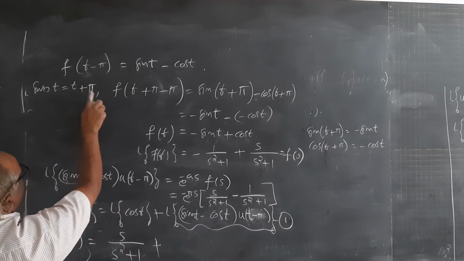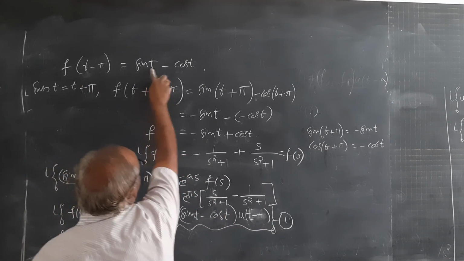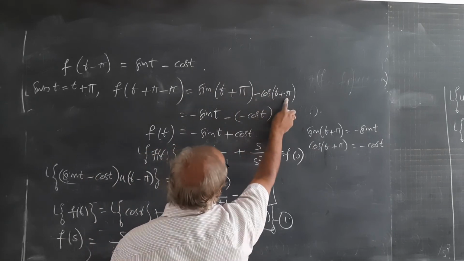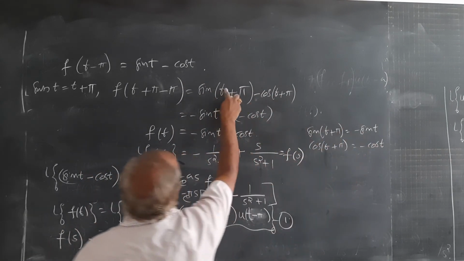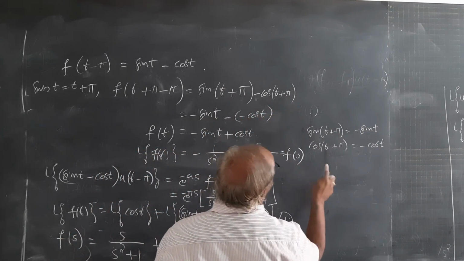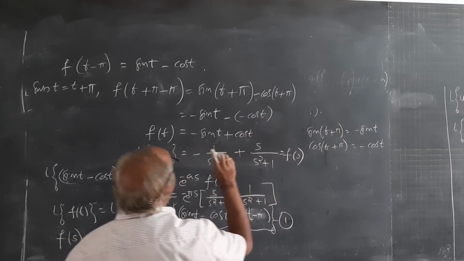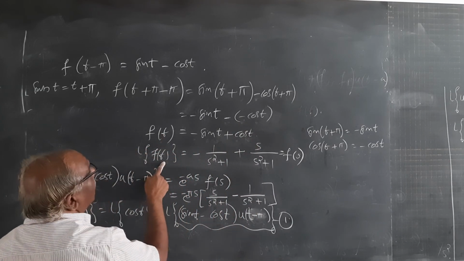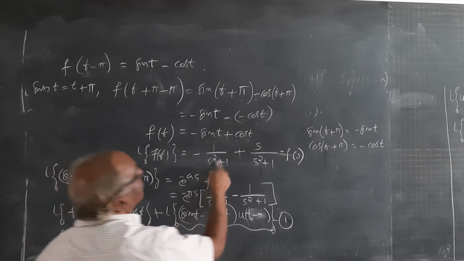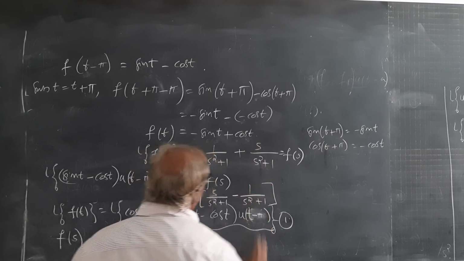Now put t equal to t plus pi. Here this t is equal to t plus pi. Sin of t plus pi, you know the formula, is minus sin t. I have written cos of t plus pi, which is minus cos t. So minus sin t, two minuses, is plus cos t. Now operate L on this. L of sin t is 1 by s squared plus 1. L of cos t is s by s squared plus 1.